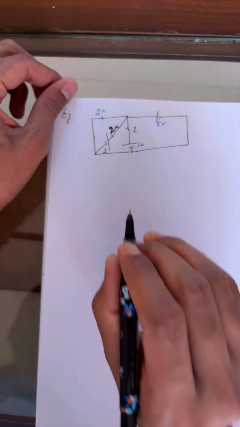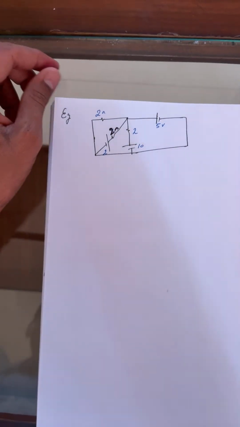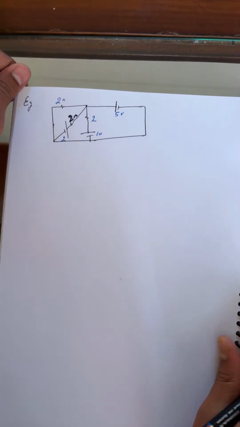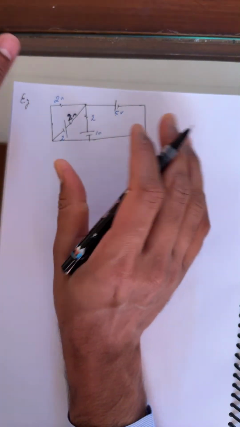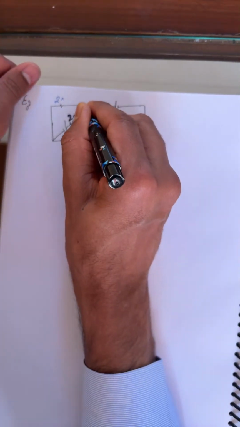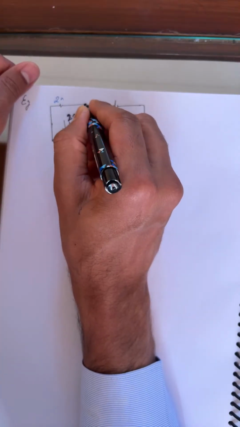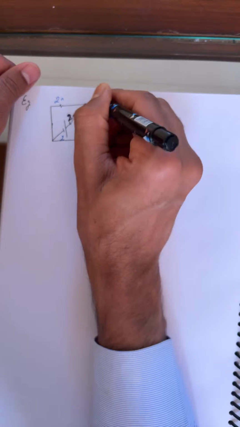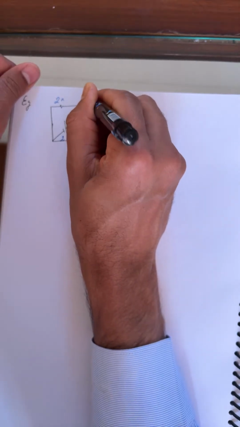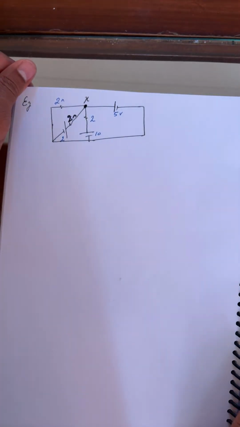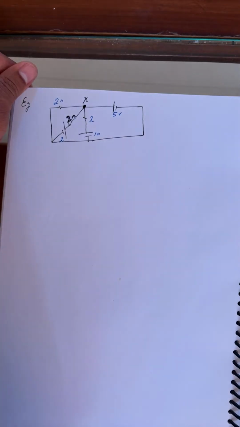So here you can apply the junction law, because without the junction law you can't do this question. So this point, students, you can treat as a junction. Let us suppose I'm calling this point x. So you can say x is at a higher potential.